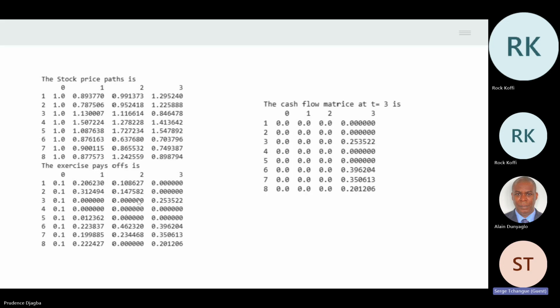But there's a simpler way to understand it. We want to know if we should exercise or not. That's what we want to know. But if it's 0, would you exercise? You need to understand what it means to exercise in real life. When you buy an American put, if you see that the value is good for you, you call the broker and say, I want to close it now, let's just exercise, give me my money.